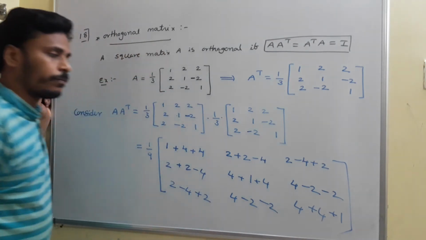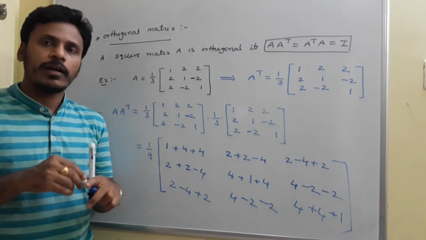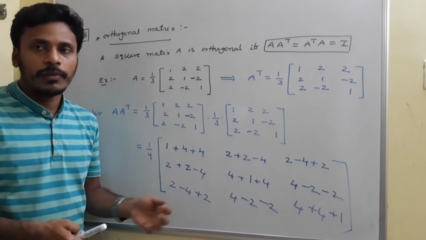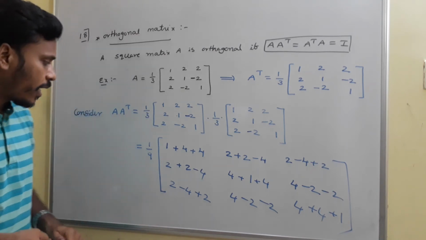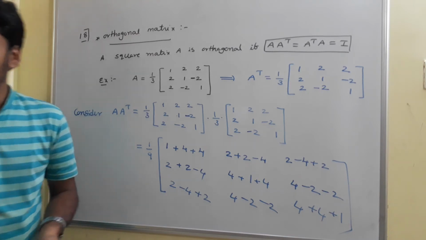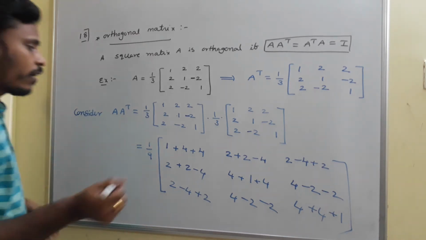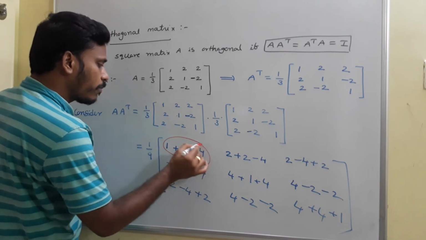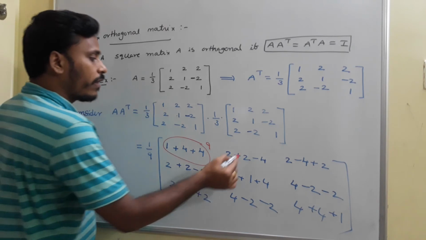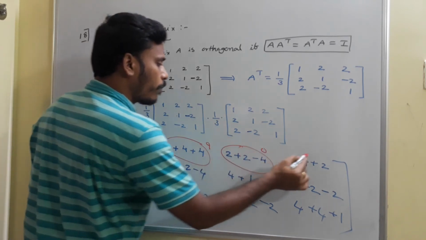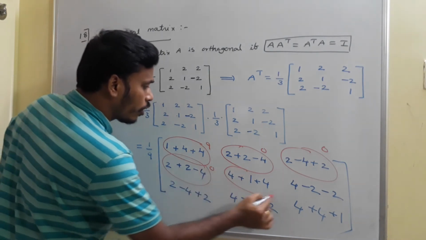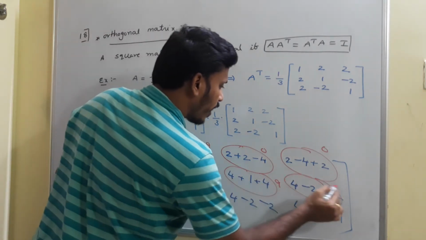That's the thing. If you are comfortable with multiplication, then you feel it as an easy task. Otherwise it may create some confusion. At the end, A into A transpose is this. Just identify the values now. 1 plus 4 plus 4 is simply 9. Because of the space concern, I am writing it there itself. Then 2 plus 2 minus 4 is 0, and 2 plus 2 minus 4 is 0, and again this element is 0. This element is 9. This element is 0.